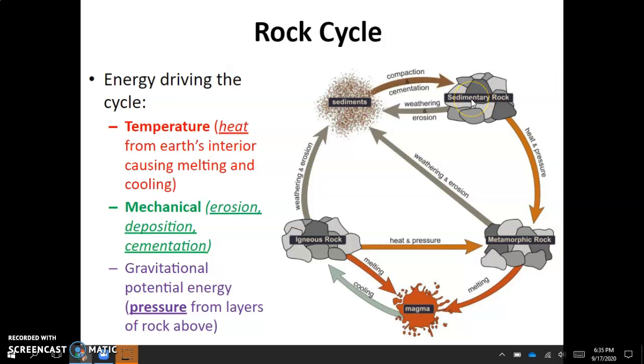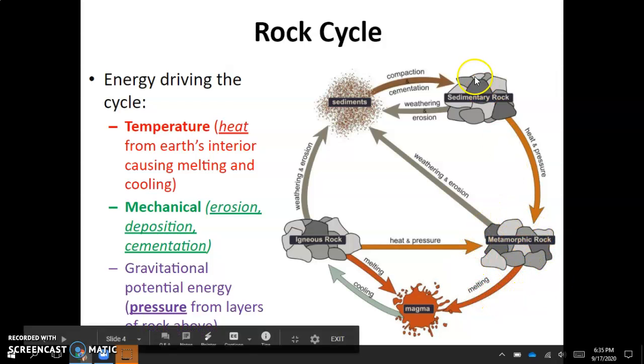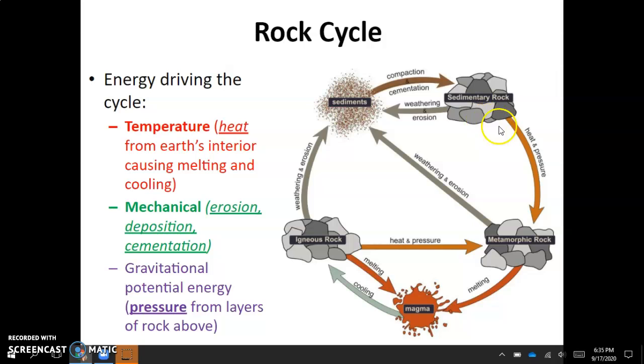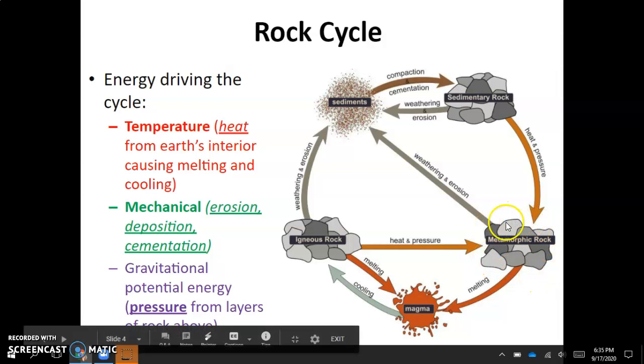So let's say over time, this sedimentary rock gets buried underneath the earth. As it gets buried and pushed deeper and deeper down, it's exposed to heat and pressure, and it gets turned into metamorphic rock. So we started out with a sedimentary rock, but it got pushed underneath the earth, got exposed to that heat and pressure, and it metamorphosized into metamorphic rock.